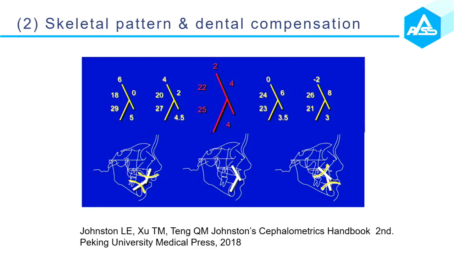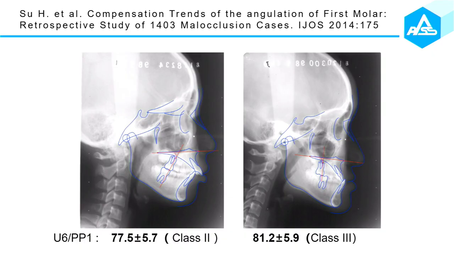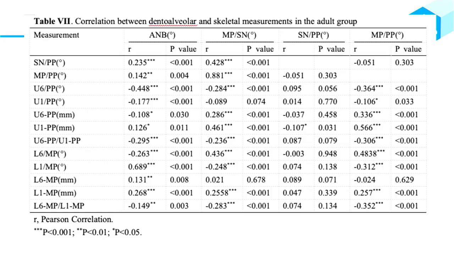Then what about molars? Dr. Su's study shows for class 2, upper molar tipped back. For class 3, upper molar tipped forward. And recently, we compared the compensation of molar and incisors. This is the result.